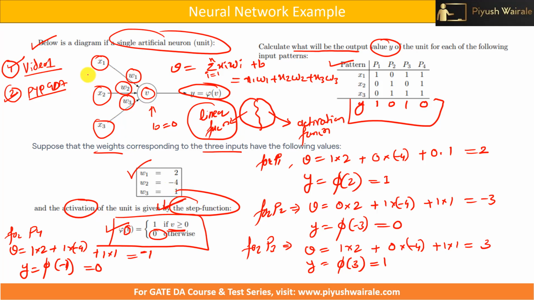I already discussed that in video 1, so please watch that particular video. The activation function will get changed, depending on what activation function is given in the example. But the main thing is that we need to find this particular thing: input into weight plus bias, that is the linear function, and the output of this linear function will be taken as input to the activation function here. That's it. This is one type of question you can expect.